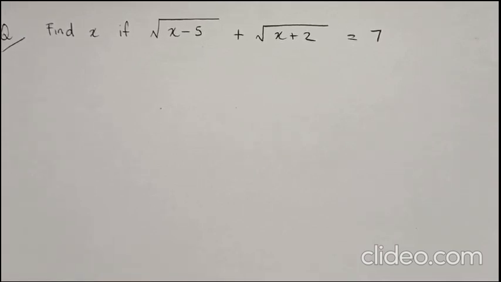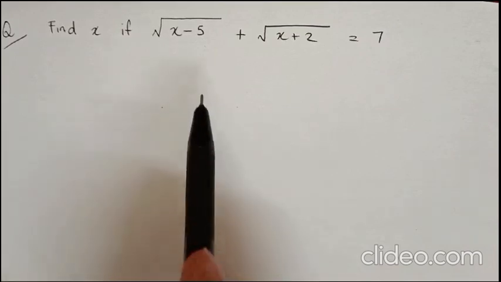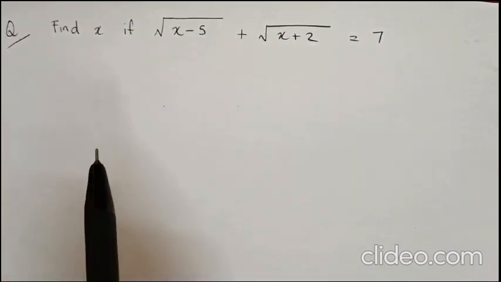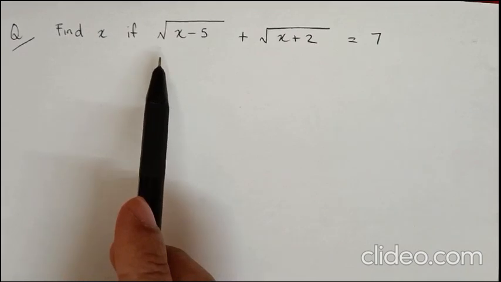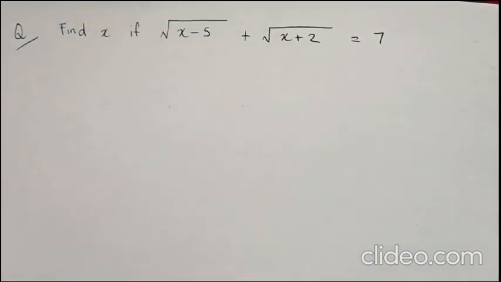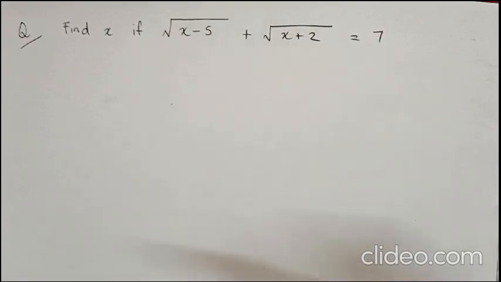Okay, so moving on to our next problem. This involves square roots as well, but in this we have a quadratic equation, or rather I would say that we will have to form a quadratic equation. So find x if square root of x minus 5 plus square root of x plus 2 equals 7. So how do we solve this, kids?